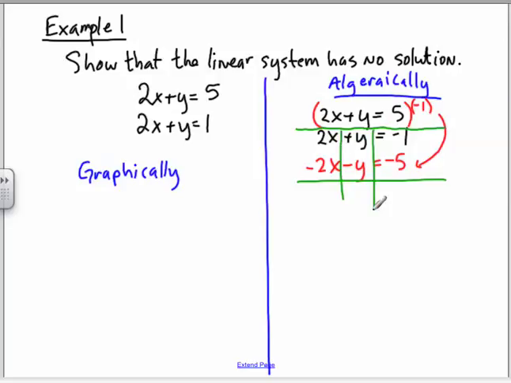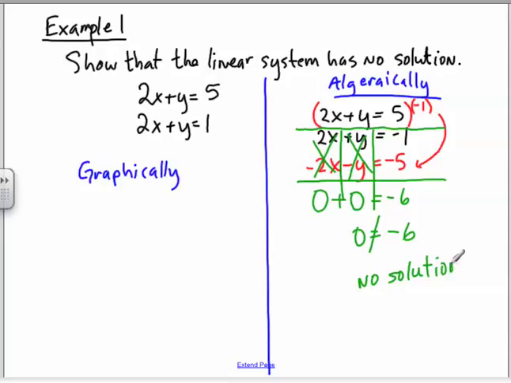I'm going to draw my columns. And this is going to cancel and give me 0. This is going to cancel and give me 0. And when I put these two together, I'm going to get -6. So now I got 0 is equal to -6. That's not true. No solution.